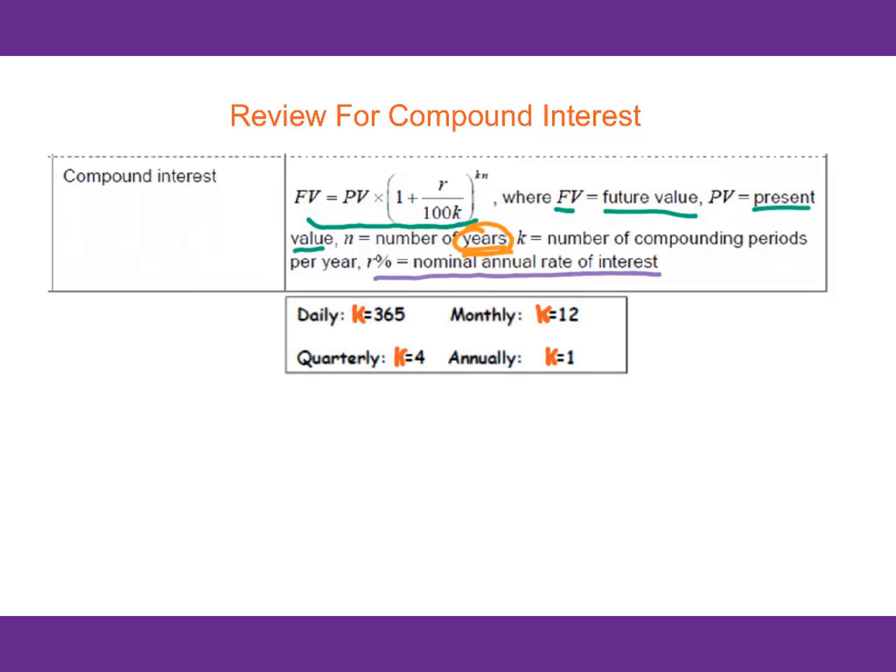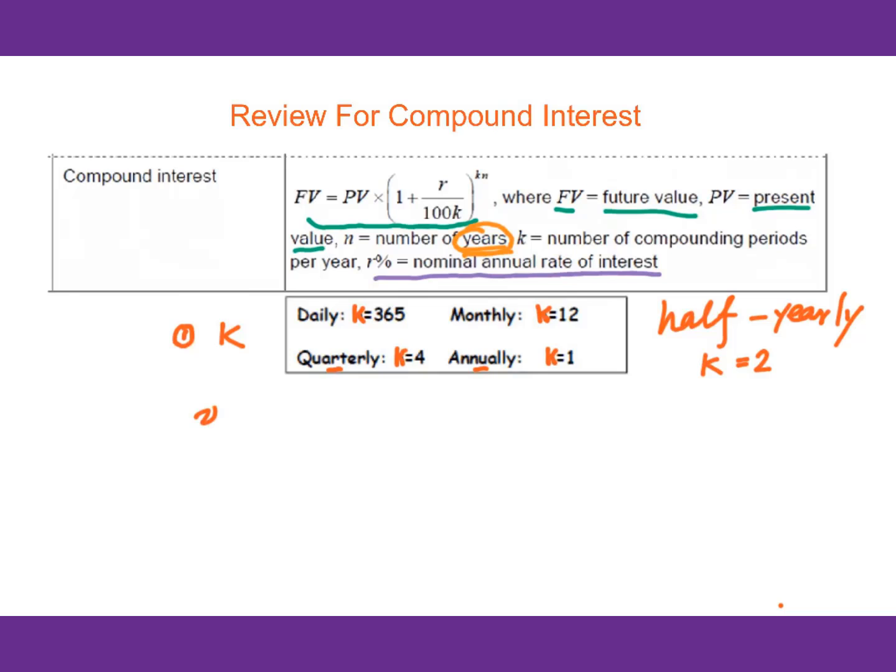First of all, let's talk about this K. Daily means K equals 365. Monthly, K equals 12. Quarterly, K equals 4. Annually, K equals 1. Sometimes you will see half yearly, then this K equals 2. Basically, you need to check how many months, how many days, how many quarters, how many annual, how many half years in a year. Then this K will be those numbers.